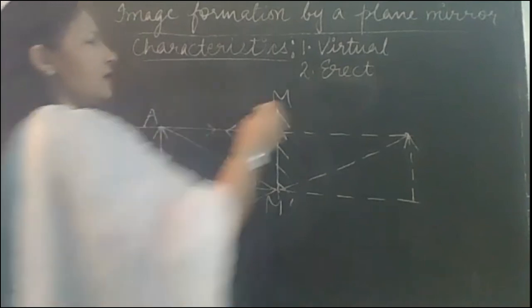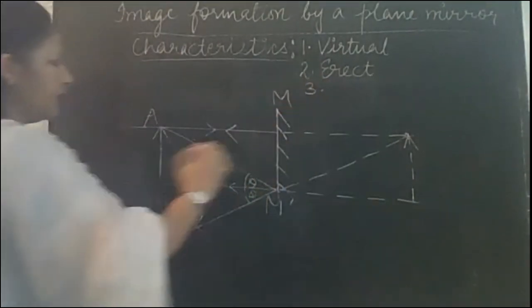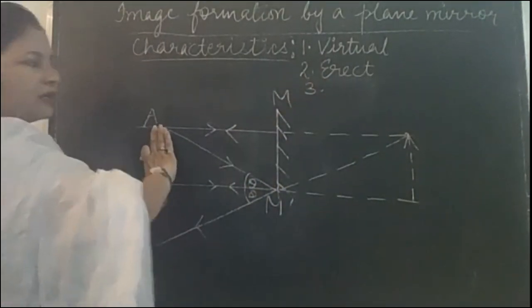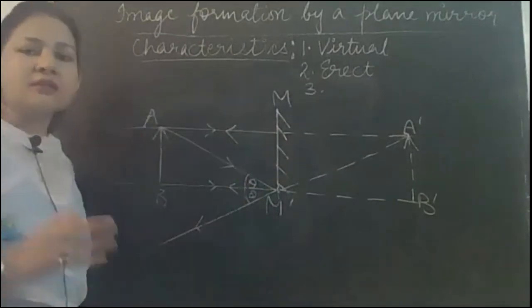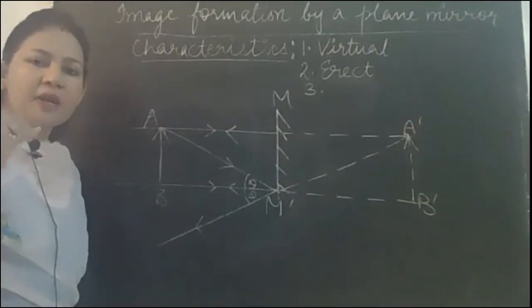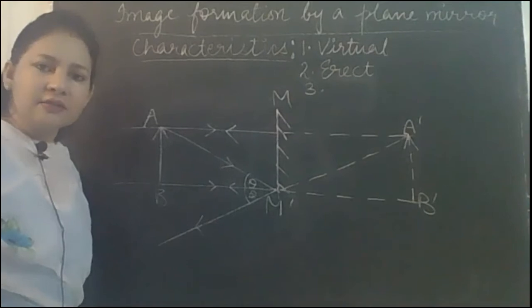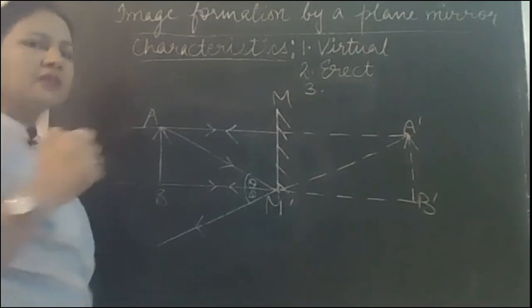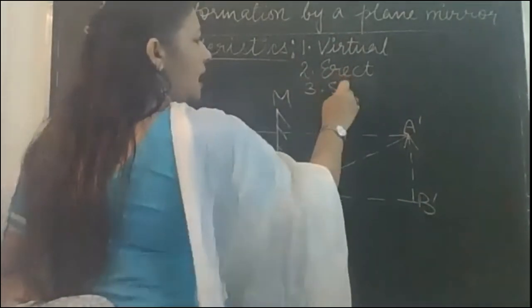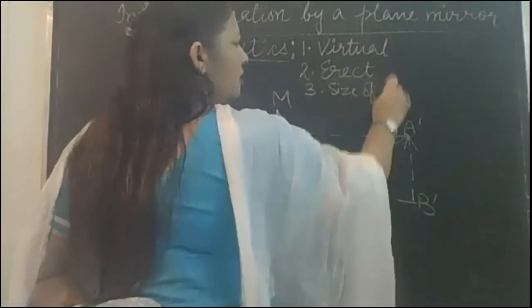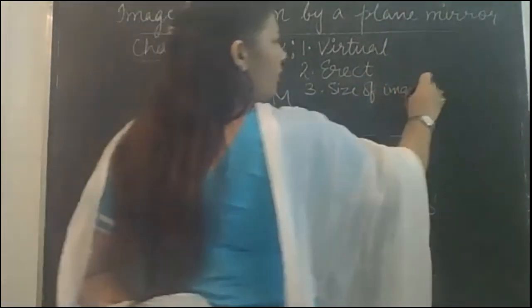Third characteristic: we can see from the diagram the size of object and size of image. Let us call the image A dash B dash. The size of object and image are the same. You see your face the same size in a plane mirror, right? So the third characteristic is that the size of image is equal to the size of object.